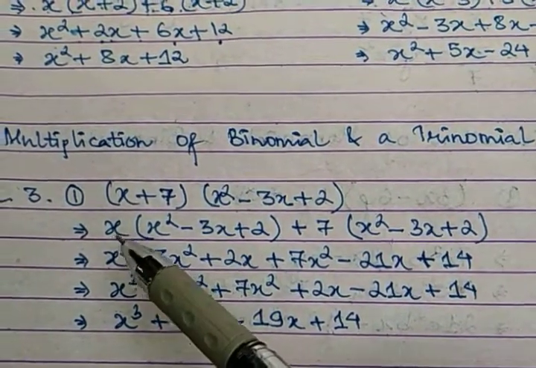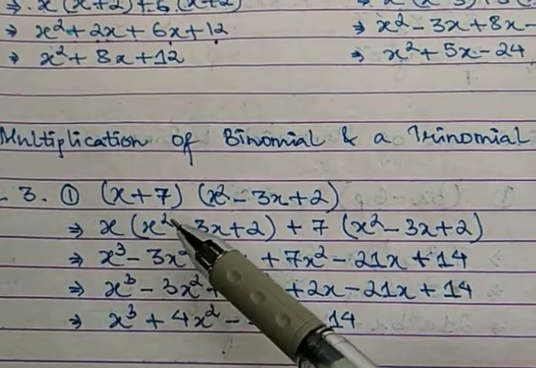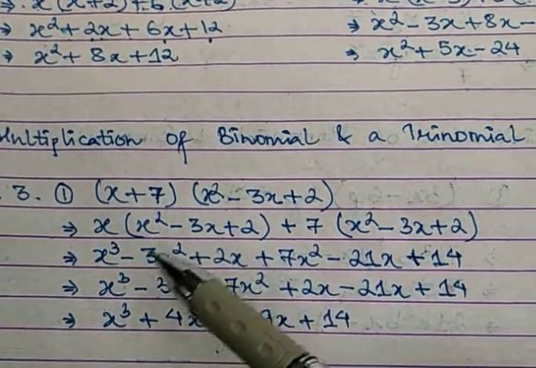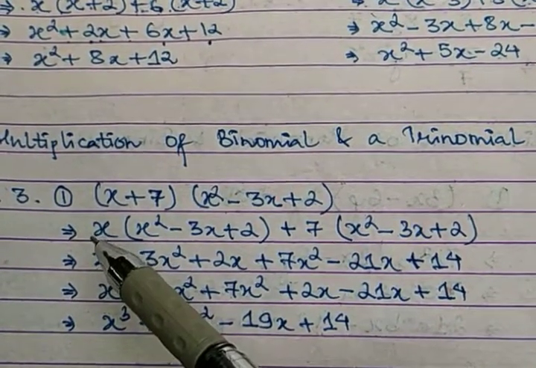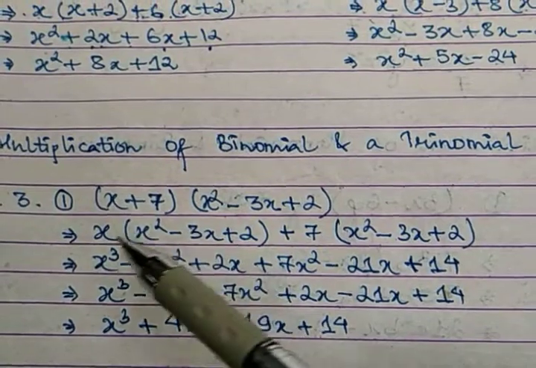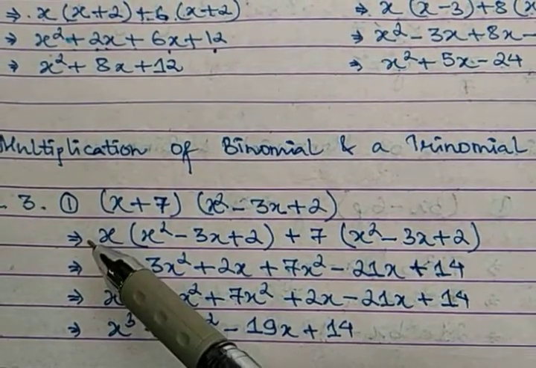Like for example here, plus into plus is plus, x into x squared, x cubed, plus into minus, it's minus. We don't have any constant term out here. Here we got constant term. If you don't have any constant term, how much is the coefficient for this x?